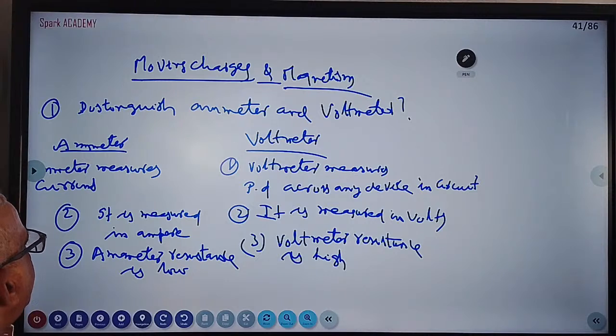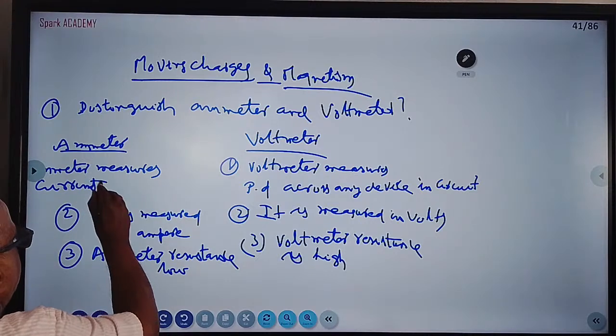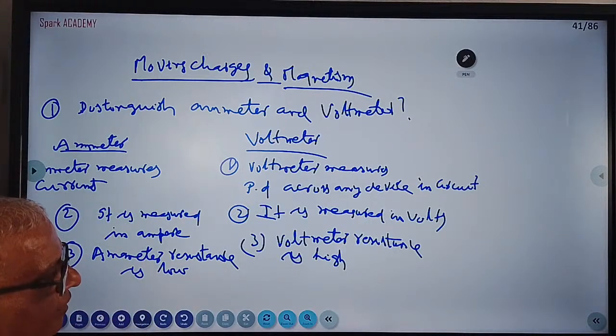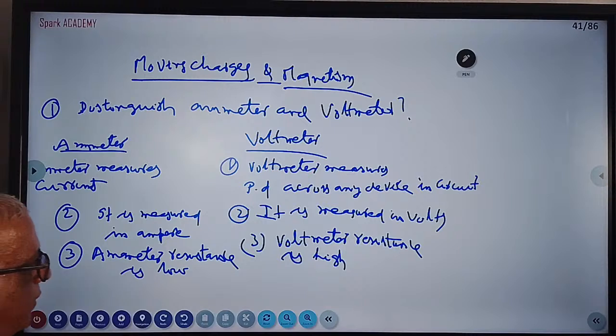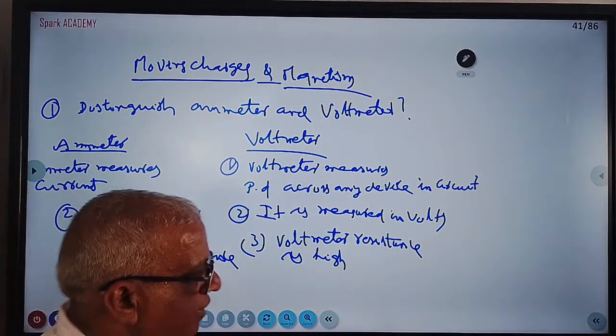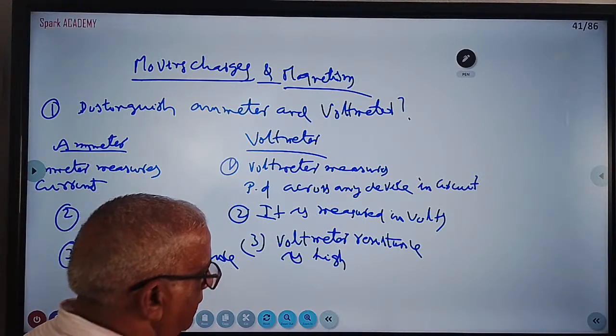So the first point is what? Ammeter measures current. It is measured in amperes. Voltmeter measures potential difference across any device in a circuit. It is measured in volts. Ammeter resistance is low. Voltmeter resistance is high.